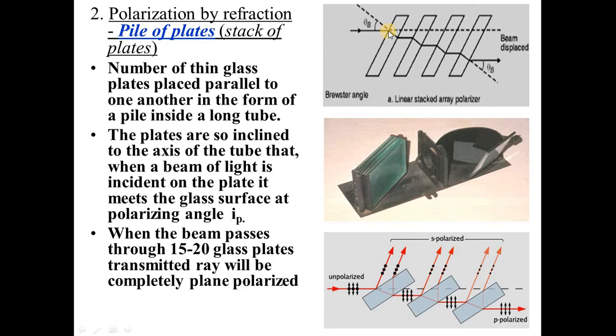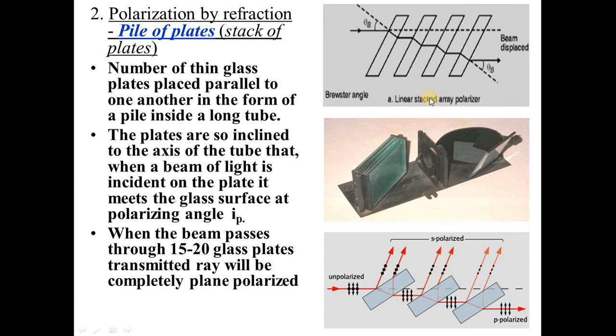What happens? The reflected rays will be plane polarized, and you will have a refracted ray which is partially polarized. And this partially polarized ray is again allowed to pass through, as you can see in this picture, another plain glass sheet which is kept parallel to the first one. So again it will be incident at a certain angle such that the reflected ray will be completely polarized, and the refracted ray will be more polarized than the previous one.